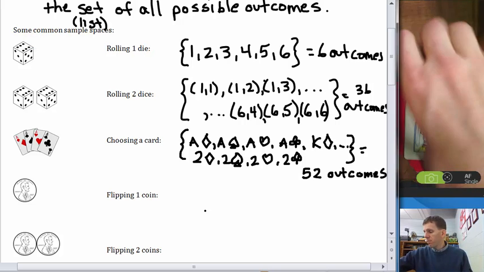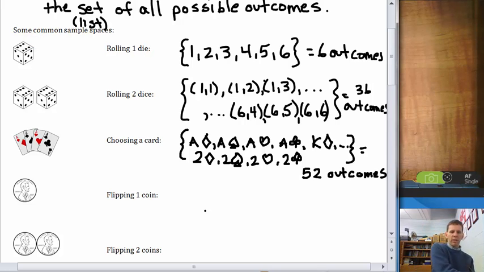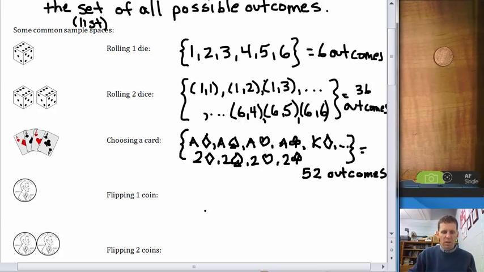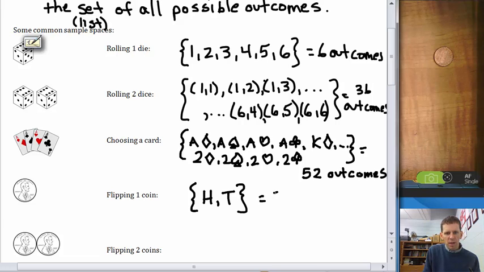Flipping coins. You know when you flip a coin, 2 outcomes, heads or tails. What if it lands on its edge? We're going to assume that never happens. I know in theory it could happen, but we're just going to assume traditionally that heads and tails are your 2 outcomes. I'll abbreviate them H and T, and there are 2 outcomes possible.